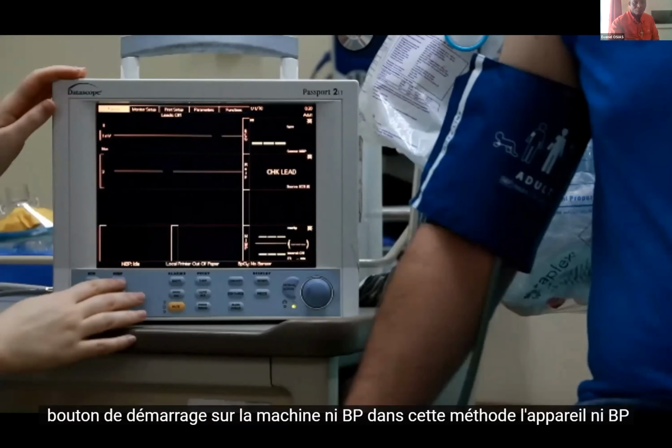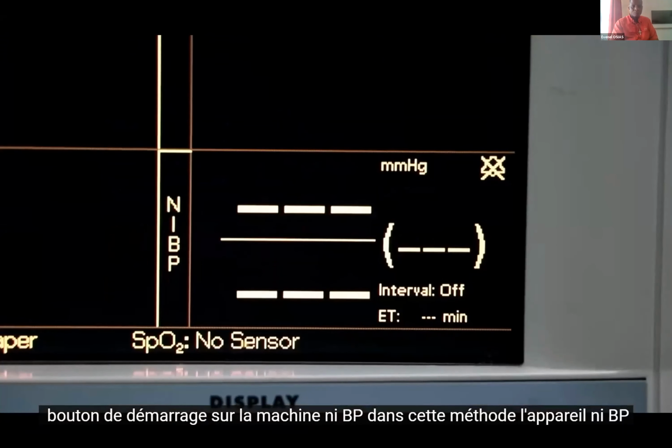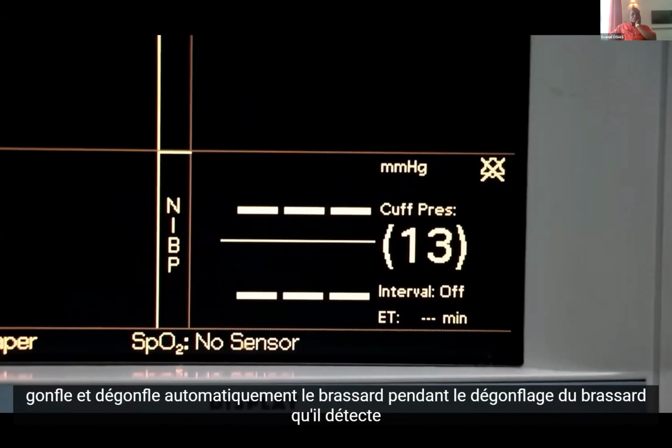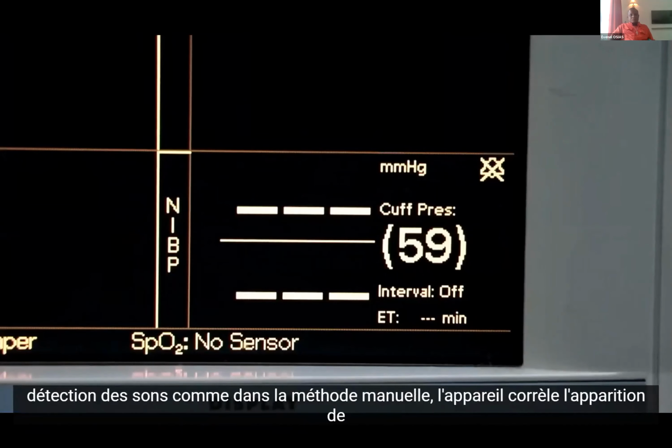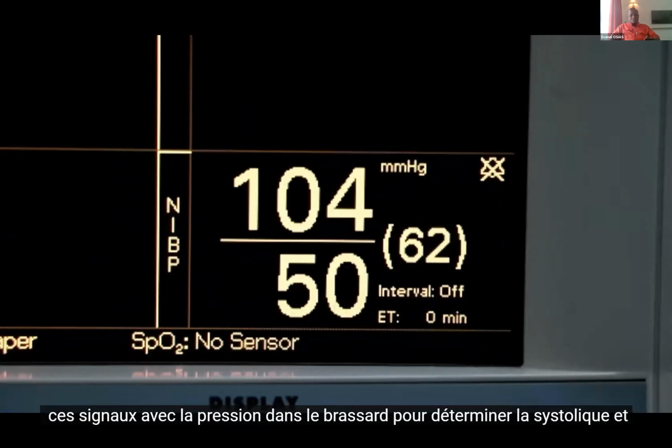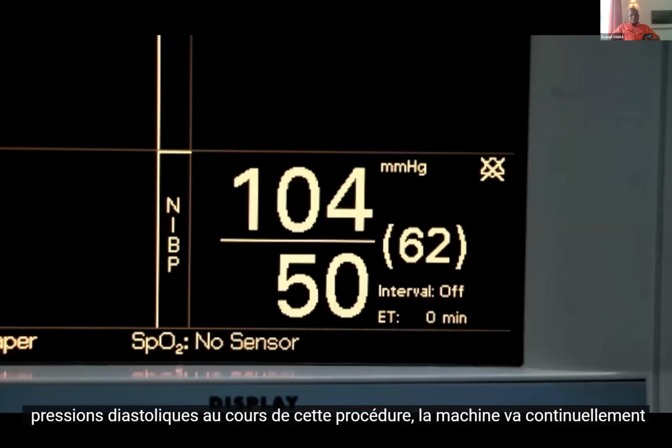In this method, the NIBP device automatically inflates and deflates the cuff. During cuff deflation, it detects physical changes in the blood vessel as the blood begins to flow, rather than detecting sounds as in the manual method. The device correlates the occurrence of these signals with the pressure in the cuff to determine the systolic and diastolic pressures.